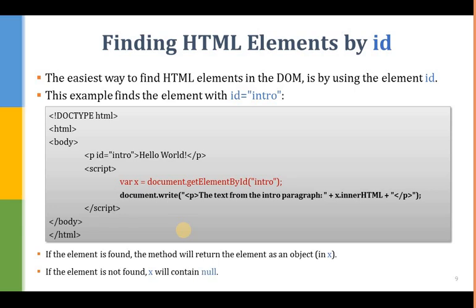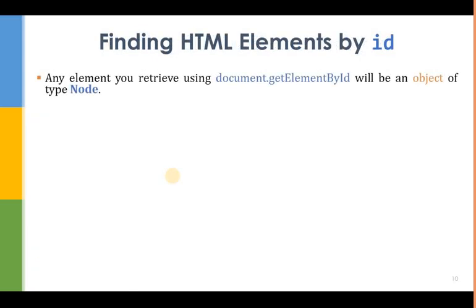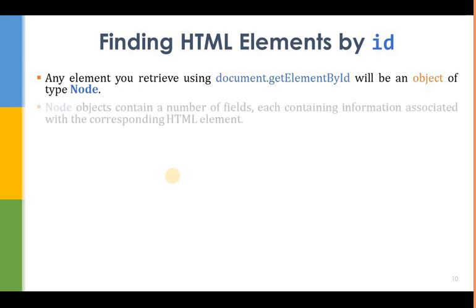Now it may be possible that there is no ID with the name intro. So what will happen at that time? This method will just return null and the story ends there. Any element you retrieve using document.getElementById will be an object of type node. That means in the previous case, an object of type paragraph.